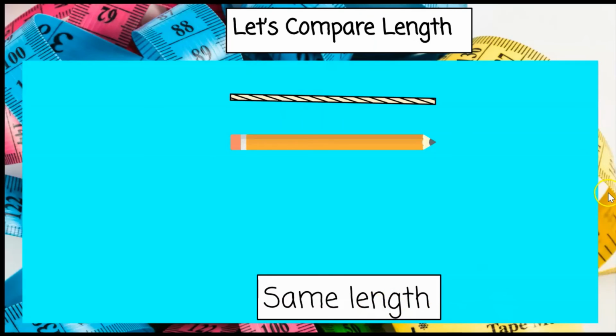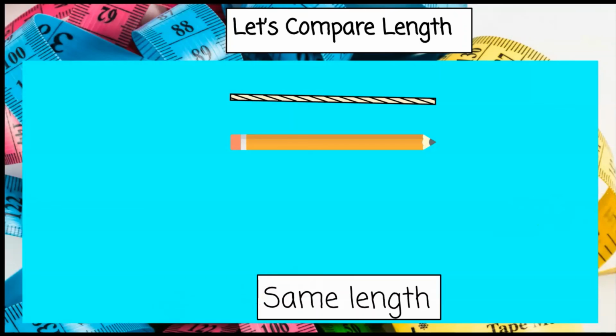All right. So we've talked about longer than and we've talked about shorter than. Looking at this string and this pencil, what do you notice about the pencil and the string? They're the same length. If I look at these endpoints, they're the same. Not one goes longer than the other one. So we call this the same length.